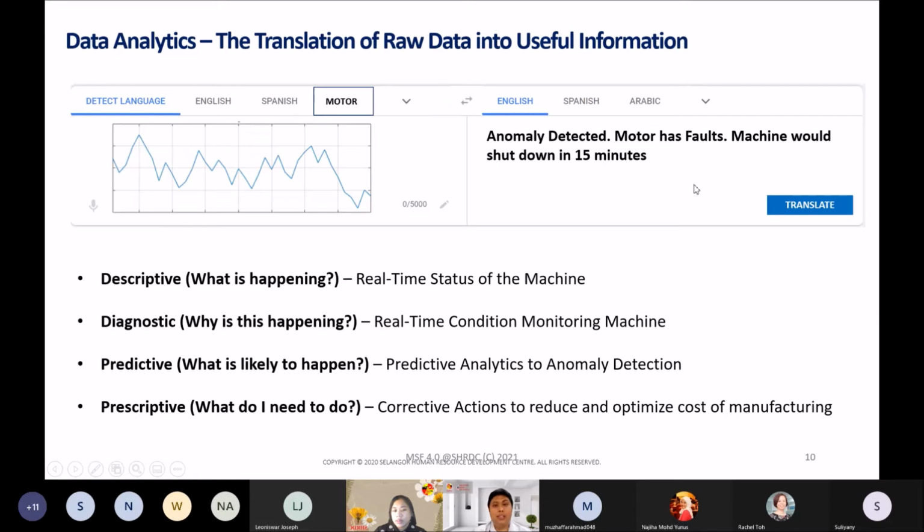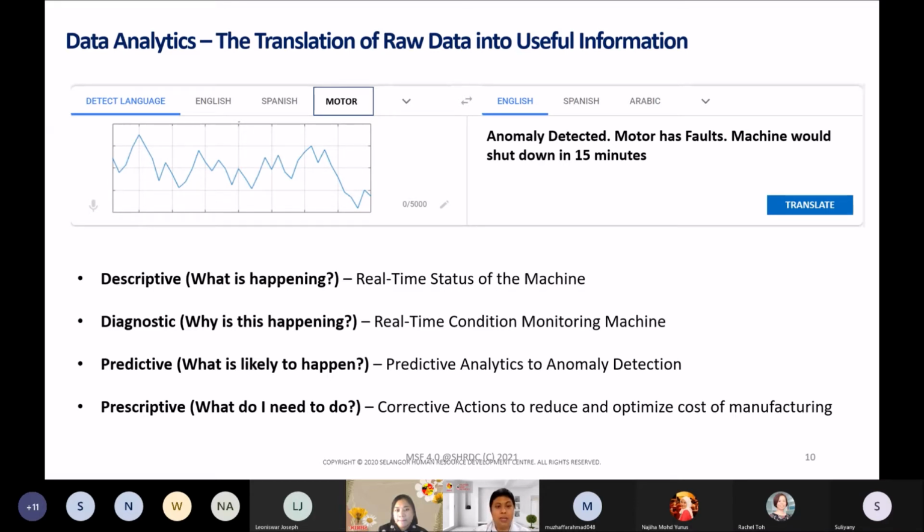Okay, so then it translates to, for example, what is happening to the motor? Something has happened, anomaly has been detected, right? The motor has a problem, the machine will shut down in 15 minutes. So what it's basically trying to tell you here is what descriptive analytics is, what is happening. Okay, something has happened to the motor.